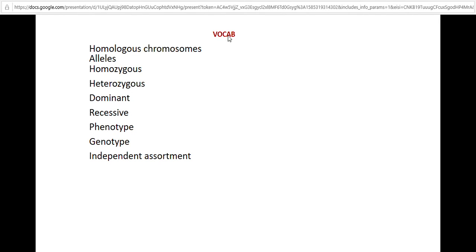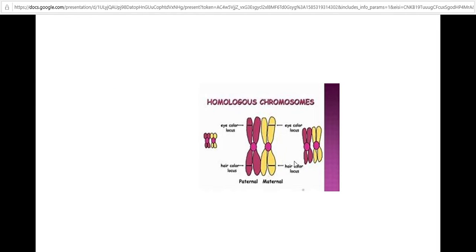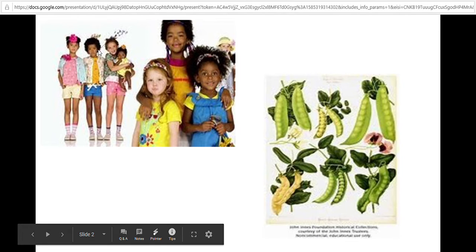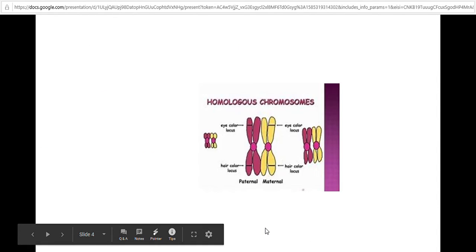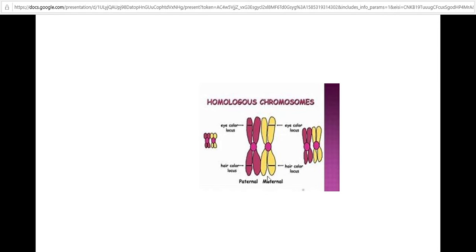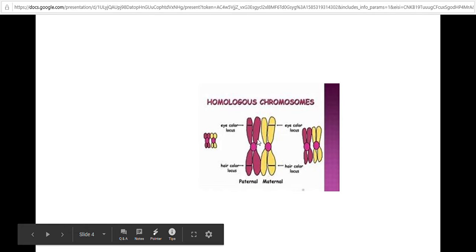Here's a list of some very important vocabulary that we need to understand and be able to use when we deal with genetics and the patterns of inheritance. The first of which is homologous chromosomes. Let me just go back to the picture for a second. We get our information from two parents, and it comes in the form of chromosomes. In this picture, the yellow chromosome was inherited from the mother, and the purple one is the paternal chromosome, passed down from the father.